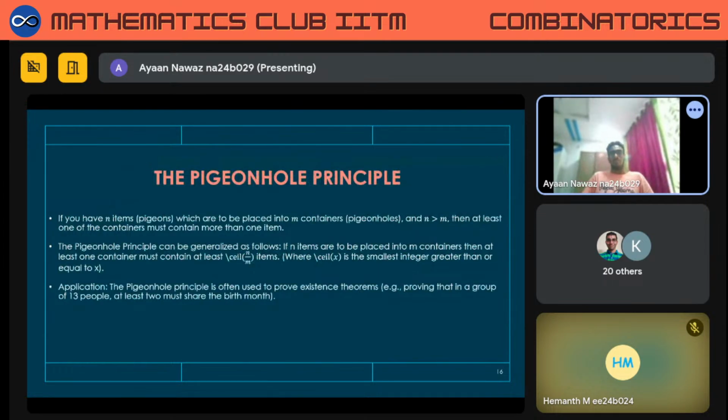The pigeonhole principle. The principle derives its name from pigeonholes, so we use pigeons and holes here. If you have n items which are to be placed into m containers, and n is greater than m, then at least one of the containers must contain more than one item.